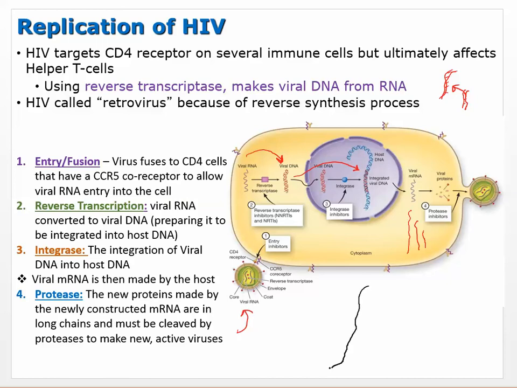So if you can imagine the long chain, and let's say there are a whole bunch of different proteins. So it has to cut them. And it cuts them with an enzyme called a protease. Okay, so it cuts this long protein into smaller proteins. And then you have a bunch of viral proteins, and then those can assemble into the virus and then go out to cause more disease.